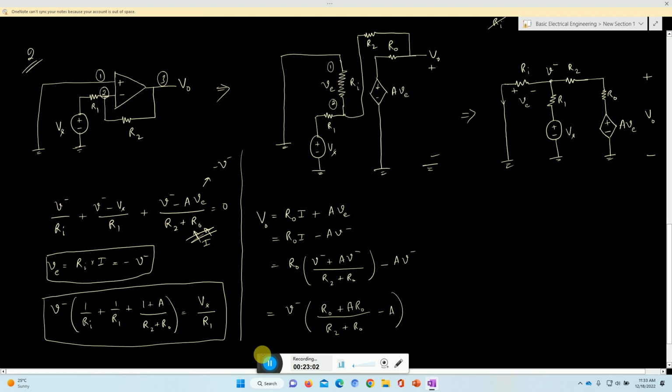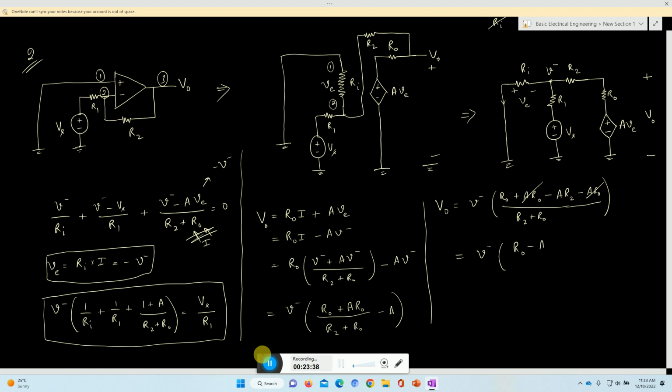We're taking the V minus common from all, and then what is the value of V0 here? V0 will be equal to V minus. If I normalize, this will be R2 plus R0, R0 plus AR0 minus AR2 minus AR0. And here AR0 cancels out. What we are left with is V minus into R0 minus AR2 by R2 plus R0. This is what we are left with.